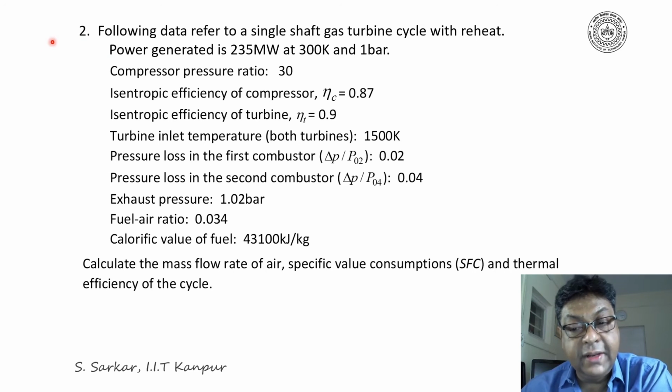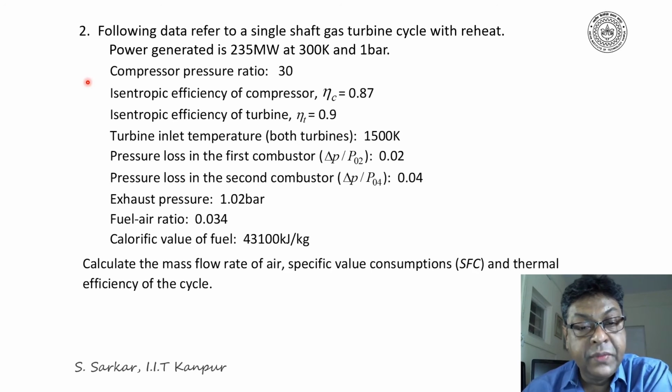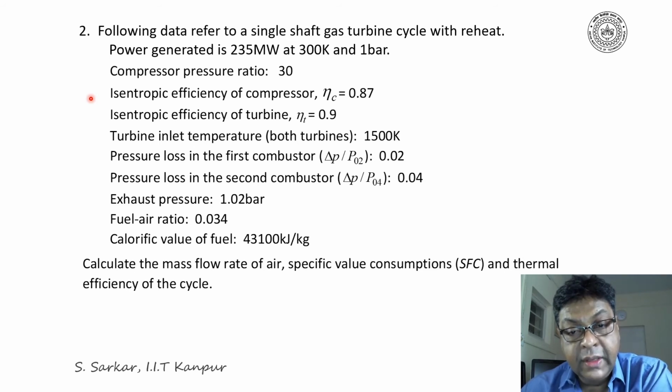I'll now solve the second problem on a reheat cycle. The statement of the problem is the following. The data refers to a single shaft gas turbine cycle with reheat. The power generated is 235 megawatt at 300 K and 1 bar. Compressor pressure ratio is given as 30. Isentropic efficiency of compressor eta C equal to 0.87. Isentropic efficiency of turbine eta T is 0.9.